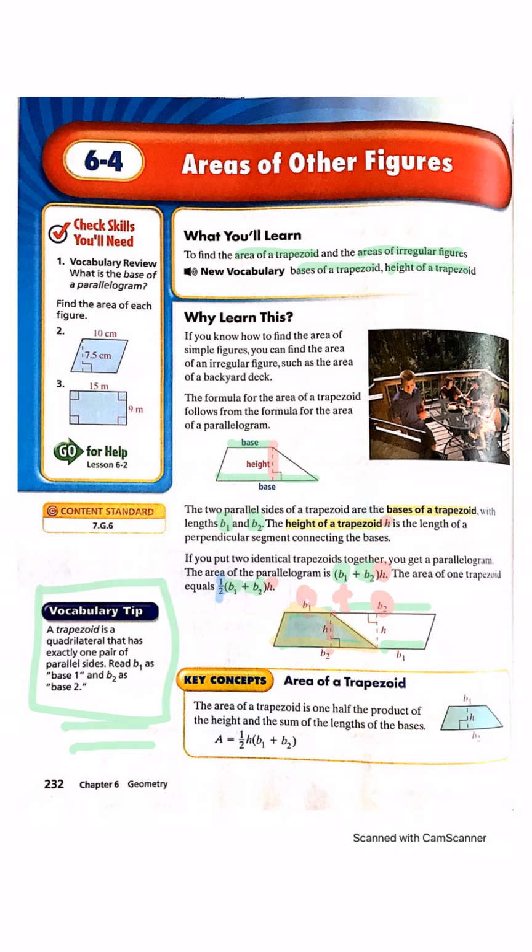So the area of a trapezoid, this is what you might want to write down because this is what you are going to use as your formula for the day. The area of a trapezoid is 1/2 the product of the height and the sum of the length of the bases. So this right here, pause the video and write that down so that you will have it for your homework.